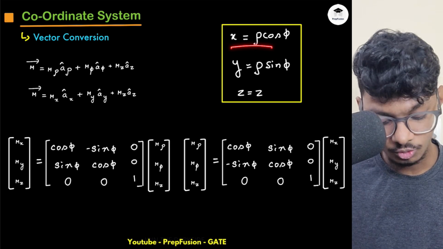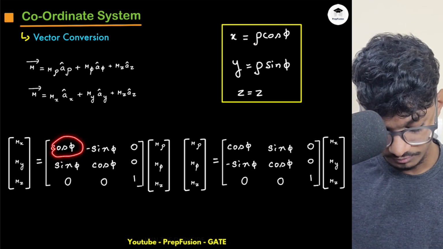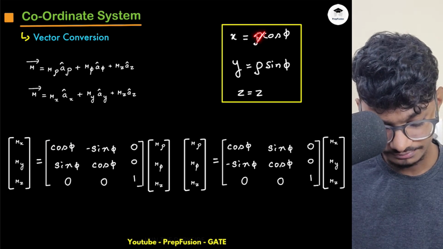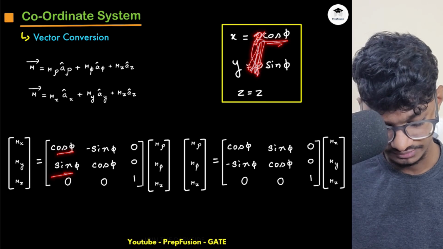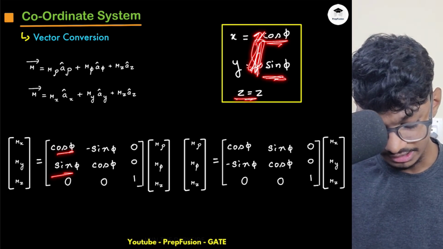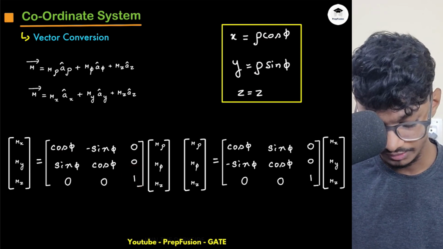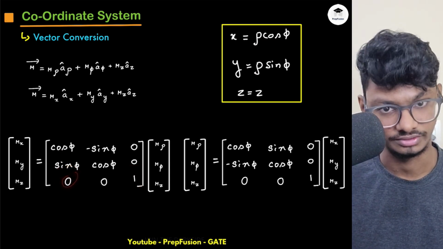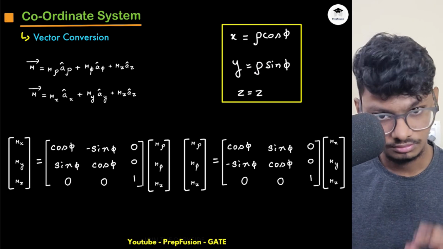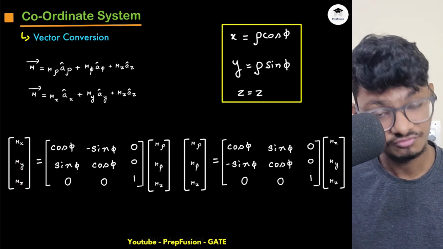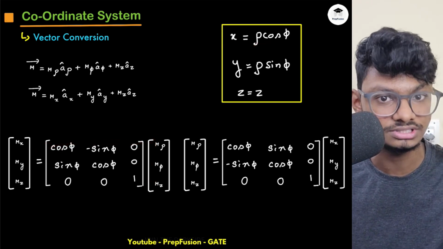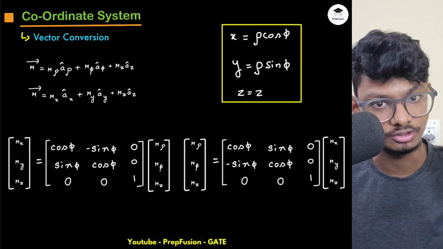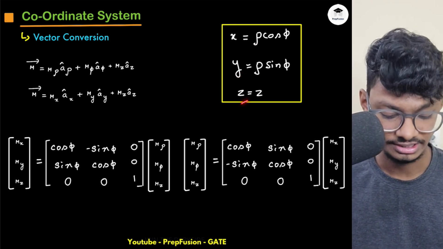As X equals rho cos phi, in this first element you just hide this row and just write cos phi and then sin phi. Now as Z is itself equal to Z only, I will not do anything, I will just write 0 over here. So when you are converting from cylindrical to Cartesian, you write X equals rho cos phi, which is inbuilt in our brains, Y equals rho sin phi, and Z is simply Z.